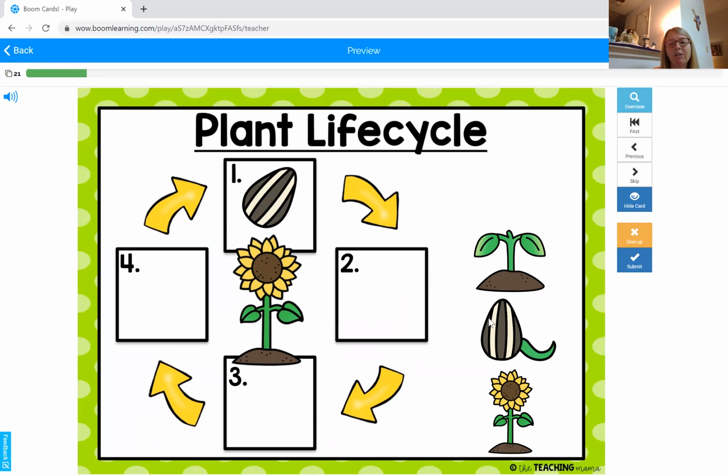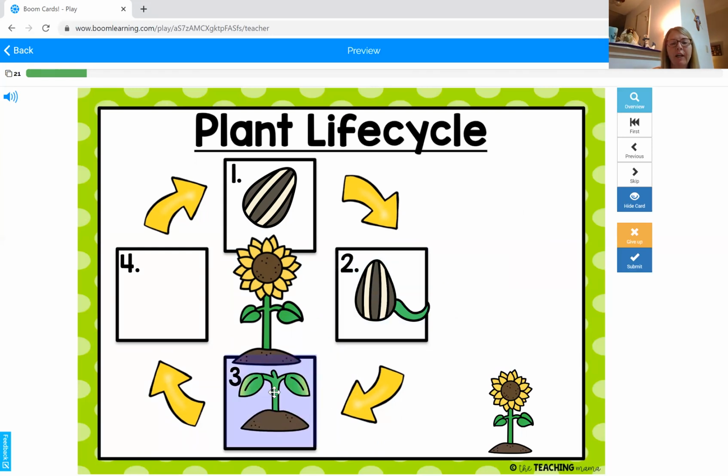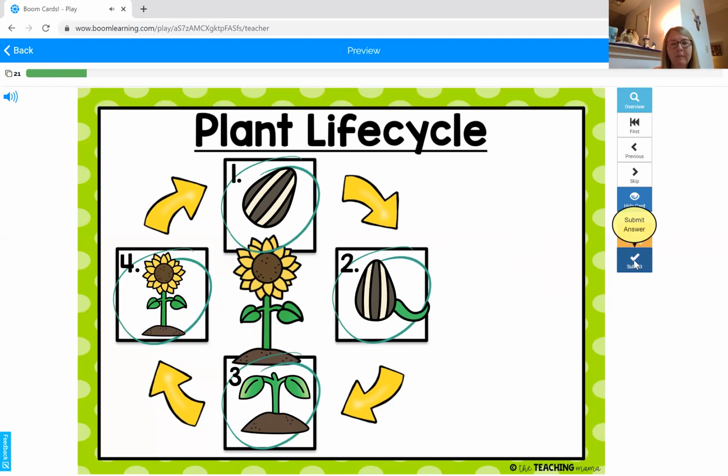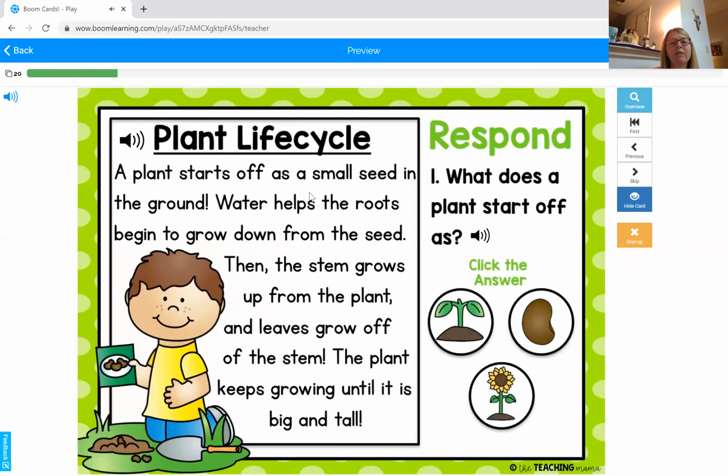And then the seed starts to sprout, and the stem starts to come out. And then as the stem grows tall and strong, leaves start to form as well. And then finally, you see the flowers. Let's see if Miss Molly got it right. I did.